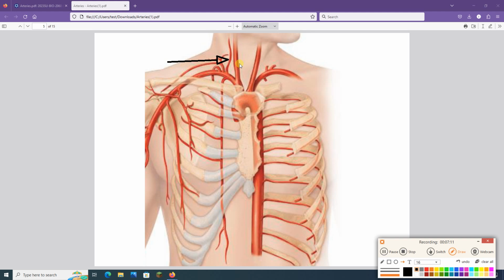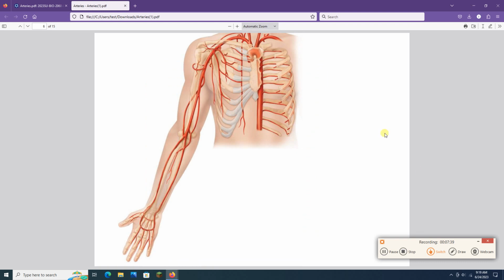Think about carotid arteries as going to the front, maybe the side of the brain, the eyeballs. Think about vertebral arteries as going to the back of the brain. Okay, if I follow my subclavian artery out, it is going to give rise to my axillary artery. We will see where that goes in a moment.